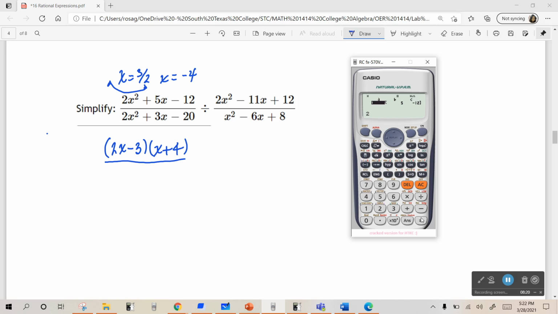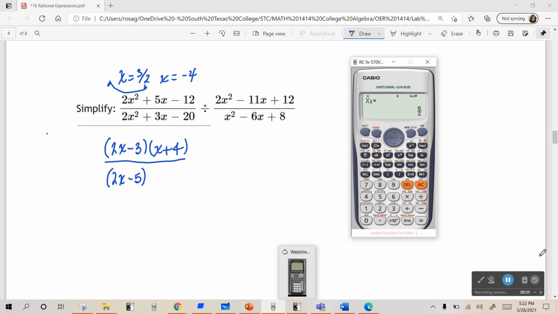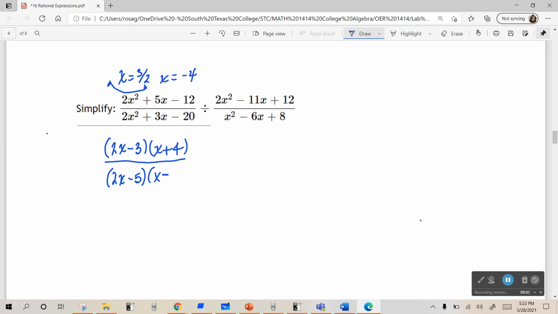So it will be 2, if I'm doing that 1 in the bottom of that first one, 3, 2, 3, negative 20. 5 halves, so that's going to be 2x minus 5. And then minus 4, that's going to be x plus 4.